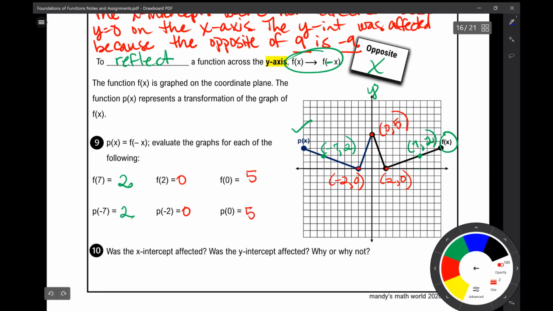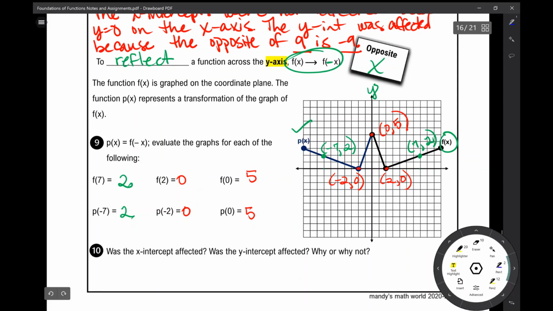So let's see if we can make some observations with this. What do you notice when we evaluated the graphs at these different points? My y values are all the same, but what do you notice about the x values? The x values were multiplied by negative 1, or we took the opposite of these x values. But what about f of 0 and p of 0? Again, I can't take the opposite of 0. It has no value, so it's just f of 0. That is the point that both of these graphs share.